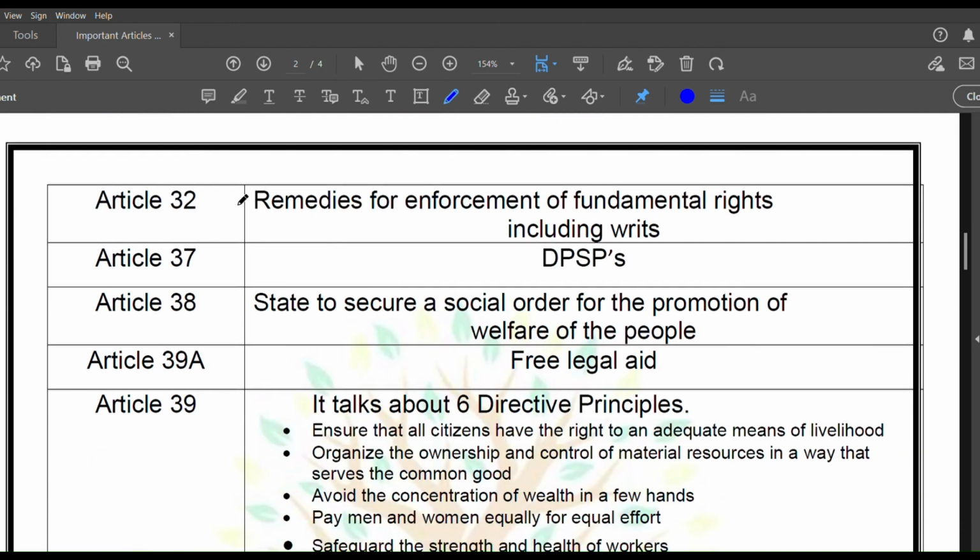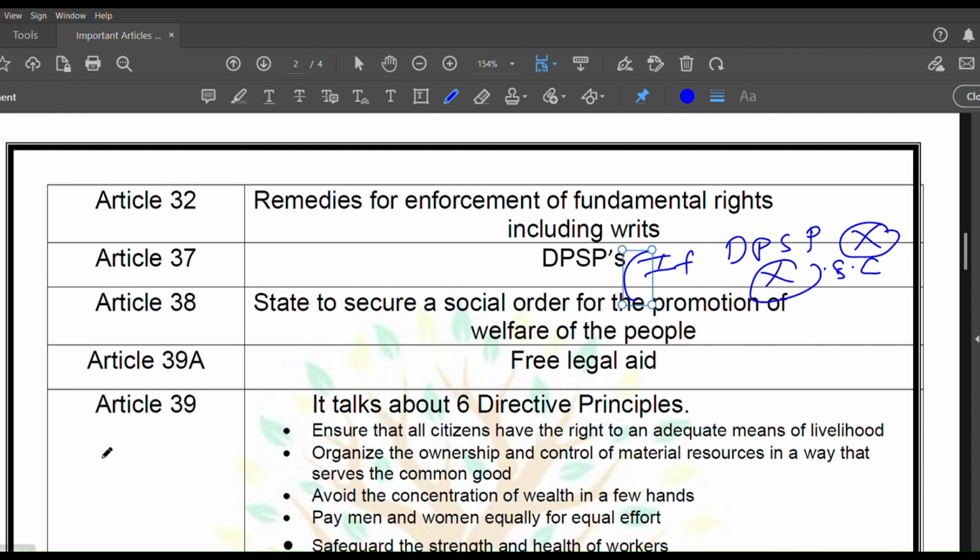Now Article 32 deals with the remedies for enforcement of fundamental rights, including writs. It is also important. And Article 37 talks about DPSPs. It says if DPSP is violated, you cannot go to the Supreme Court or any other court.